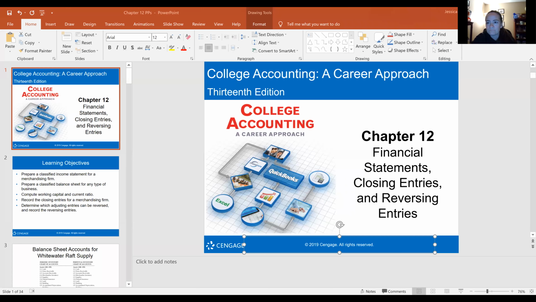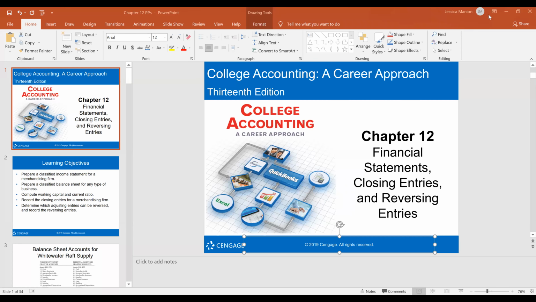We've done financial statements before, we've done closing entries before, we've done the worksheet before, but again, we're looking at it from the perspective of a merchandising business that has either periodic inventory or perpetual inventory. So that's what we're looking at in Chapter 12. I'm going to share my screen with you, get the PowerPoints pulled up so we can go over these together.